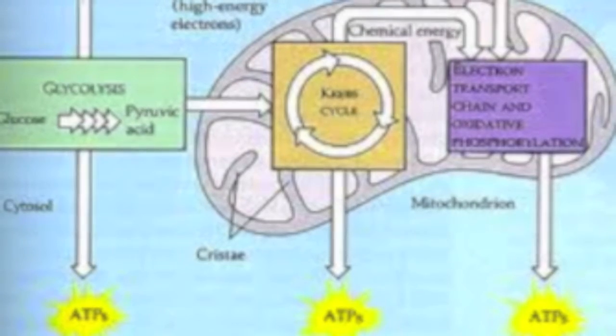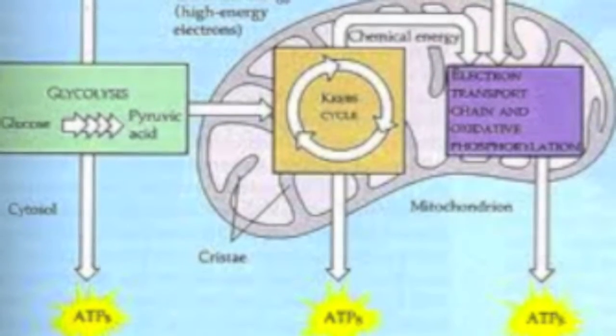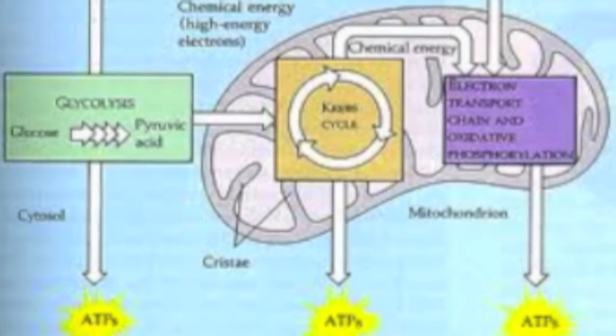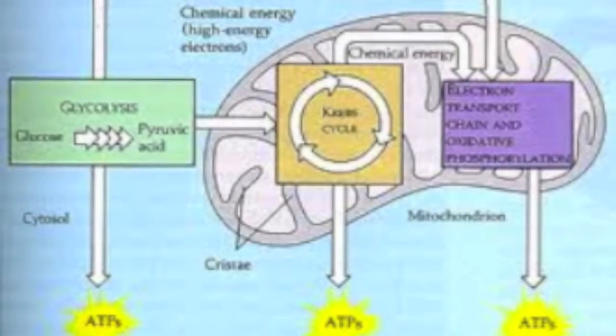Cellular respiration is the process that releases energy by breaking down glucose and other food molecules in the presence of oxygen. Cellular respiration occurs in 3 stages. The first stage is glycolysis. This stage occurs in the cytoplasm of body cells, and it produces 2 ATP and 2 pyruvate.